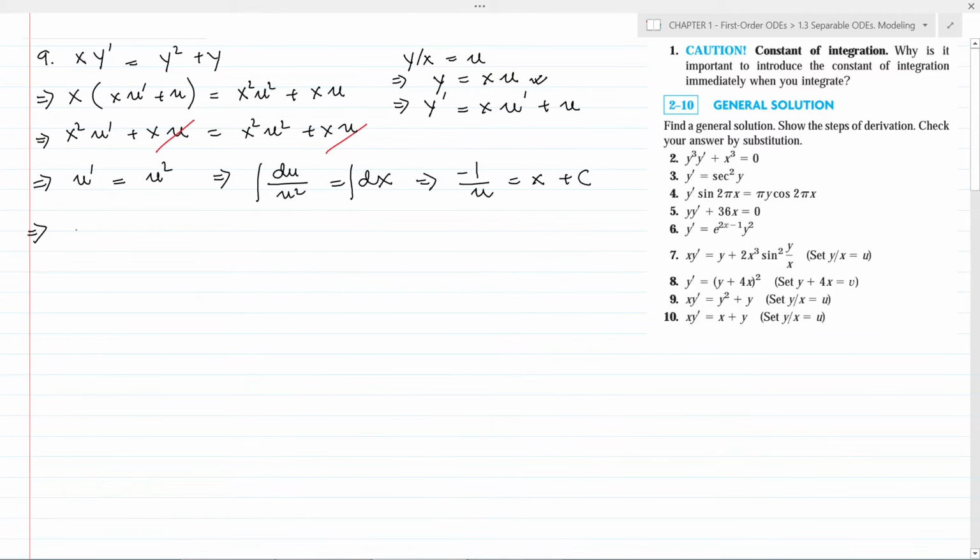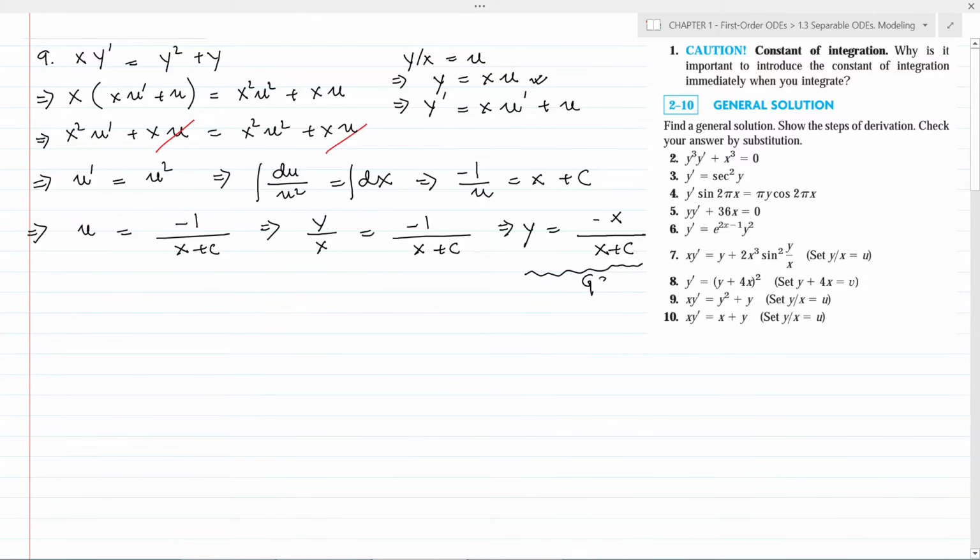which implies u is equal to minus 1 by x plus c, and u we have taken as y by x. So y by x is equal to minus 1 divided by x plus c, and y is equal to minus x divided by x plus c, and this is our general solution in explicit form.